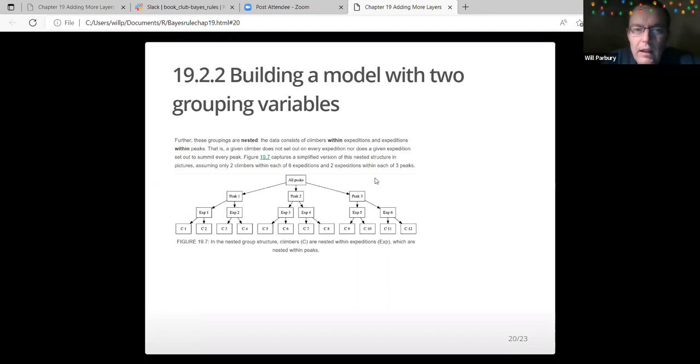The data consists of climbers within expeditions and expeditions within peaks. That is, a given climber does not set out on every expedition, nor does a given expedition set out to summit every peak. So that figure there captures the simplified version of this nested structure in pictures, assuming only 2 climbers within each of the 6 expeditions and 2 expeditions within each of 3 peaks. So if they did an actual real one with all of the data, it would be huge, basically.